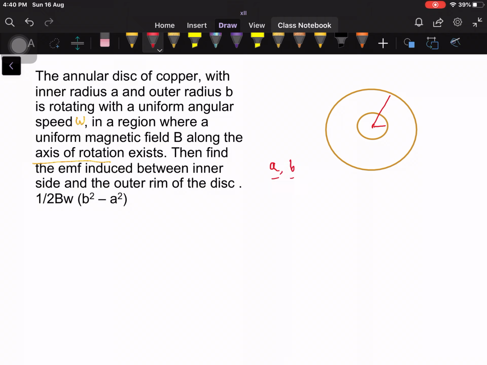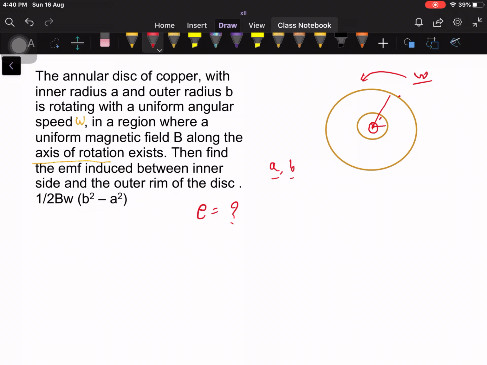Now this is rotating. The magnetic field here is either inward or outward, that we can say, along the axis of rotation, and it is rotating with angular velocity omega, that we must remember. So now what to calculate? Here we are to calculate E, the induced EMF between this side and this side.